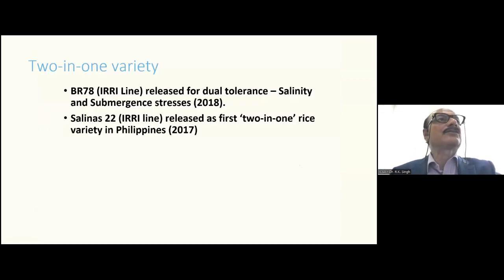In that case we also released some varieties through marker-assisted selection, because Sub1 is a robust QTL on chromosome 9, and Saltol is on chromosome 1. So they can be advanced together, and we can have a 2-in-1 variety with salinity plus submergence tolerance. We have one variety released in Bangladesh and one released in the Philippines.